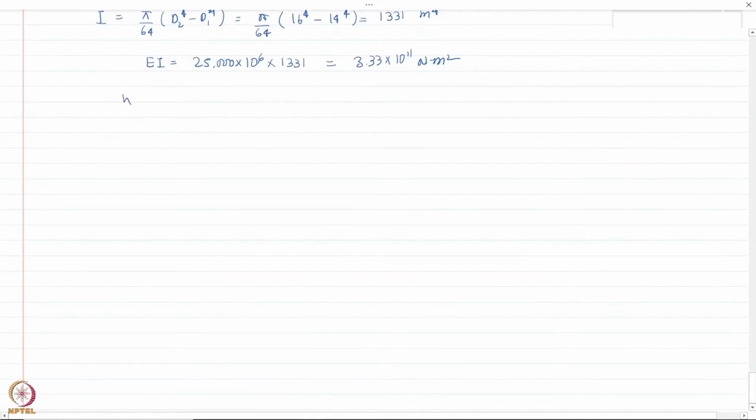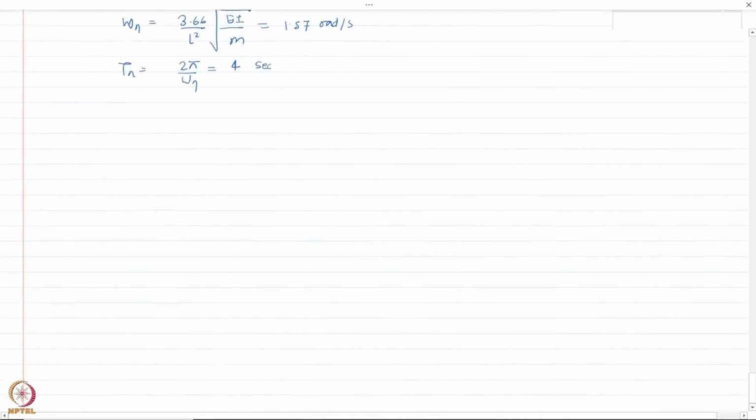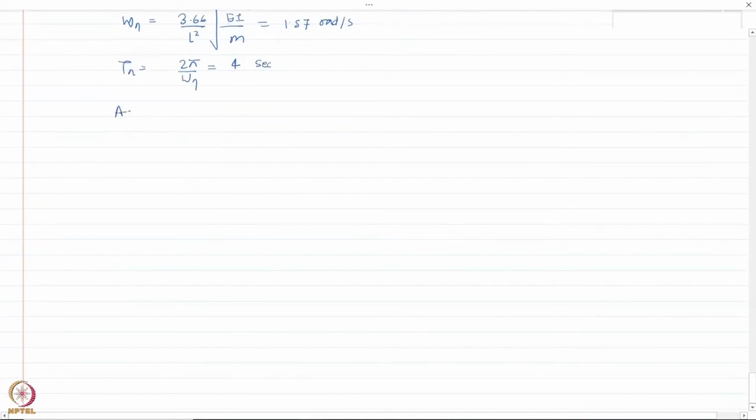Let us now find out omega n, which is 3.66 by L square times the square root of EI by m. I can substitute all these values and get the value of omega n as 1.57 radian per second. So the time period can be easily determined as 2 pi by omega n, which comes out to be 4 seconds. Now I know that for 4 seconds, my pseudo acceleration is 1.8 divided by 4.